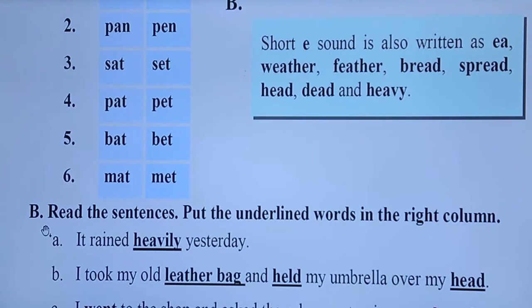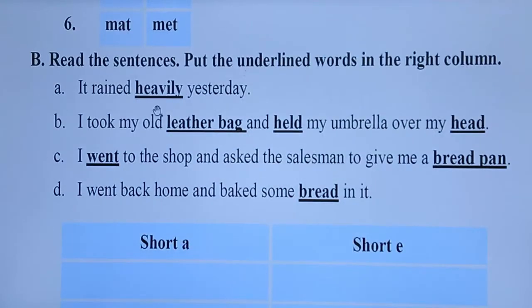Part B. Read the sentences. Put the underlined words in the right column.